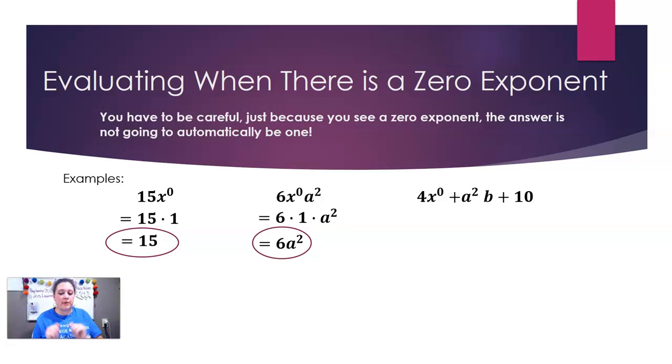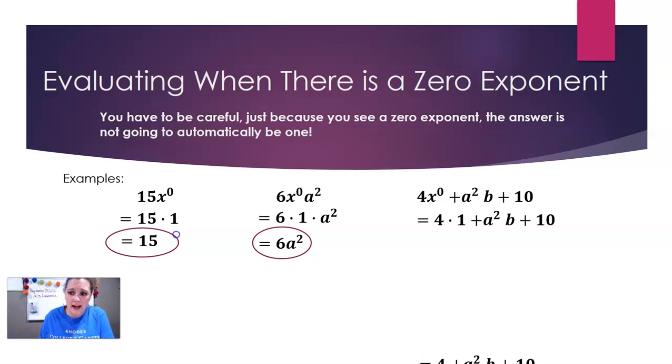Still not sure? Let's look at another one. Ooh, this is a little bit more complicated. 4x to the 0 power plus a squared b plus 10. There's a lot going on. It's a trinomial. I've got 3 terms there. Again, where I see 0 as an exponent, just whatever it's attached to is 1, not everything. So that means it's 4 times 1, because that x to the 0 power is 1, so it's 4 times 1 plus a squared b plus 10.